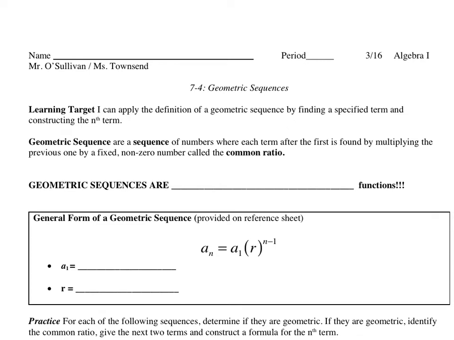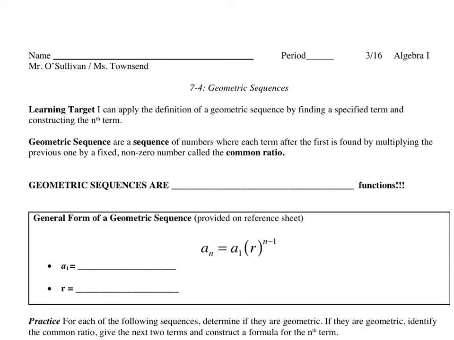Today's learning target is I can apply the definition of a geometric sequence by finding a specified term and constructing the nth term. So this is similar to what we did last week with arithmetic sequences, but today we're going to be learning about a different type of sequence, the geometric sequence. What I would like you to do right now, even though I can't make sure you're doing this, is to please say geometric sequence at least 2 times. We need to be familiar with the vocabulary.